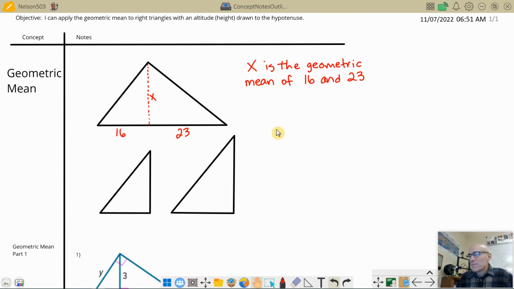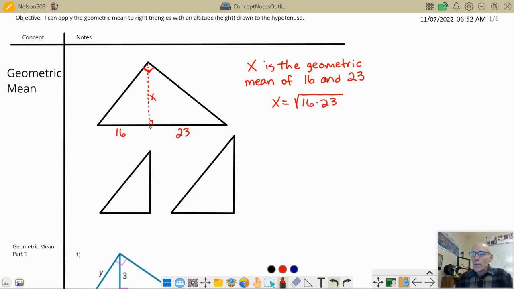So, first of all, what the heck is a geometric mean? Instead of adding the two numbers and dividing by two, that's called the arithmetic mean. The geometric mean is multiplying the two numbers together and taking the square root. So, square root of 16 times 23. It happens to be the altitude dropped to the hypotenuse. So let's draw a little right angle right here. So if you had a right triangle, and the right triangle is sitting kind of in a funny way, here's the hypotenuse right down here.